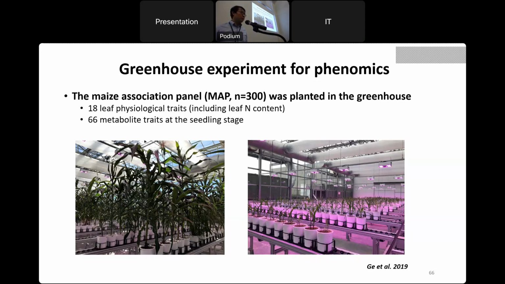We manually measured 18 leaf physiological traits while planting. This is very expensive, $3 per pot per day, so we try to ensure every pot has a plant in it. We plant 3 and thin the plants after they germinate. For the seedlings that grow about 2 weeks, we also sampled the seedlings to measure some other traits, metabolite traits.